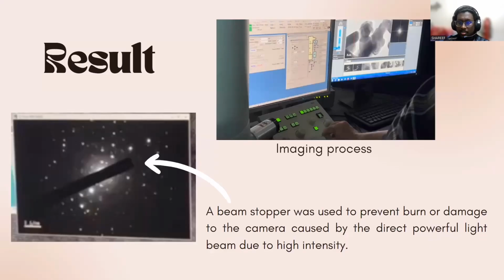So this is one of the results, showing how the software looks when we are using the TEM. You might be asking what the black stopper here is. It is called a beam stopper, and it is used to prevent burn or damage to the camera caused by the direct powerful beam due to high intensity. This is because the camera is placed under the machine itself, while the electron gun is at the top, so it will shoot directly at the camera and can cause damage to it.